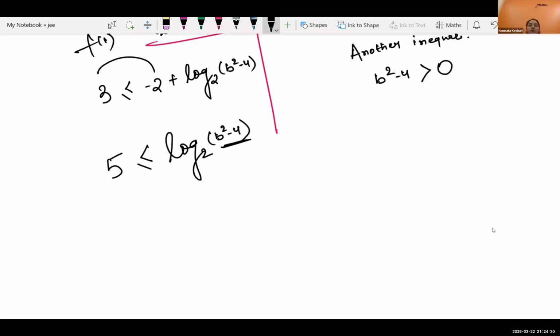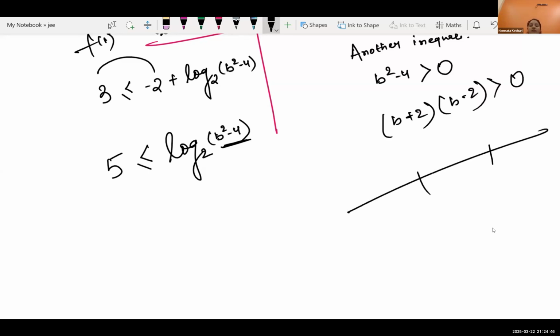Right? Okay, so b square must be greater than 4. Or we can write it this way as well, (b plus 2)(b minus 2). That will give us more clarity. That means here the solution point, which will give us greater than 0, will be towards the left and towards the right, in between minus 2 and 2. Let me check. If we take 0, no. Okay, this side and this side, are you getting it?